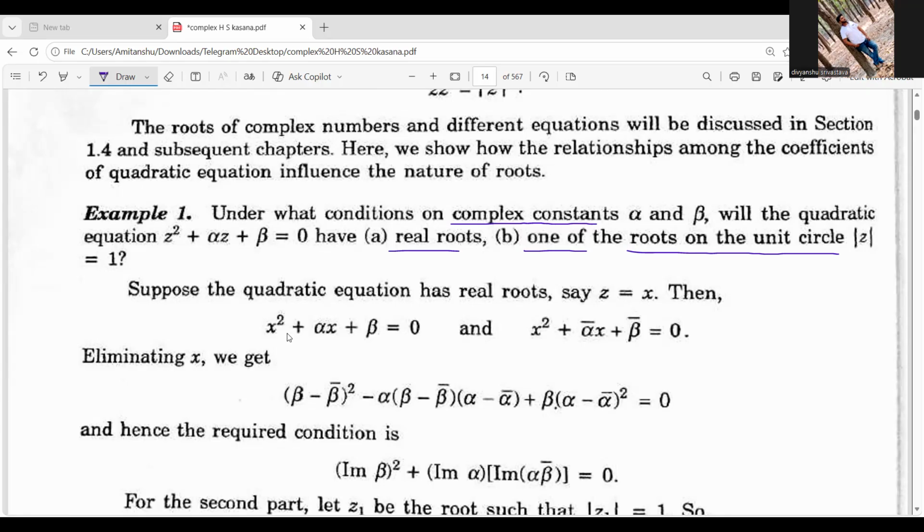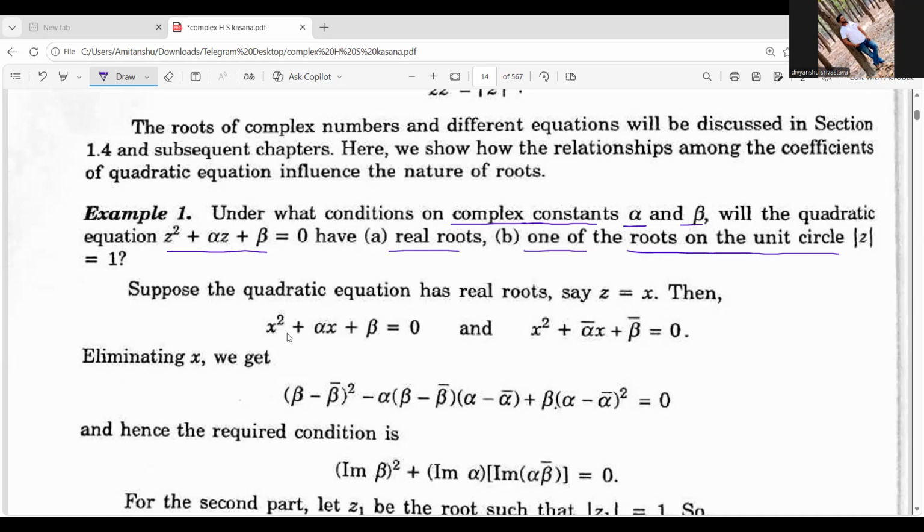One thing is that when you go for the unit circle, basically in the unit circle, modulus z is equal to 1. So this is your quadratic equation. Convert this quadratic equation like this: x square plus alpha x plus beta equal to 0. And the question says: under what condition on complex constants alpha and beta will the quadratic equation have, first, real roots, and second, one of the roots on the unit circle, modulus z equal to 1.